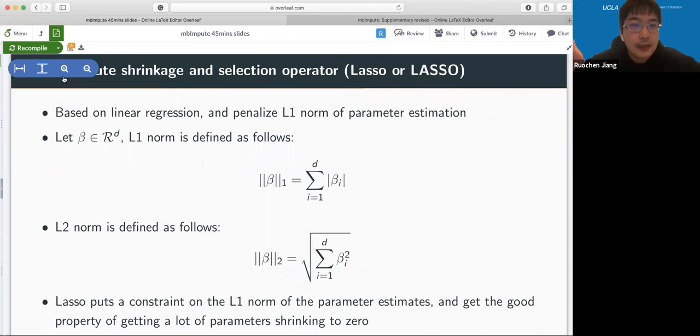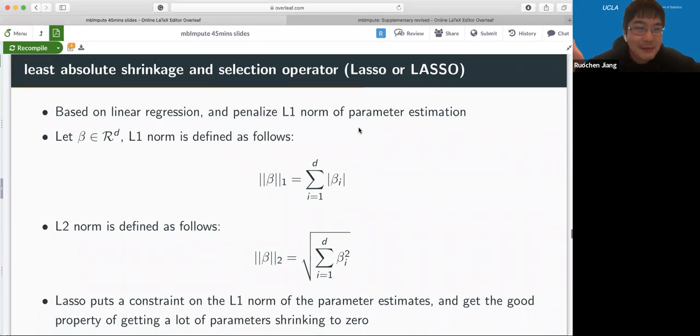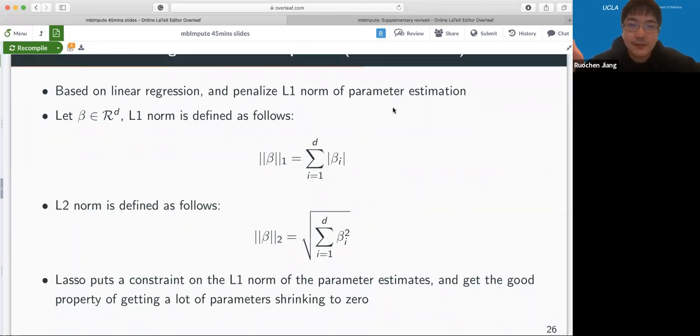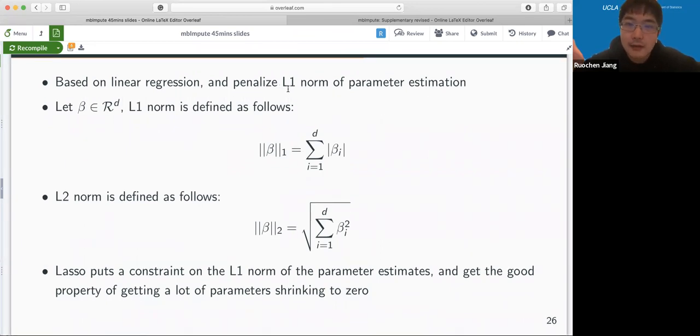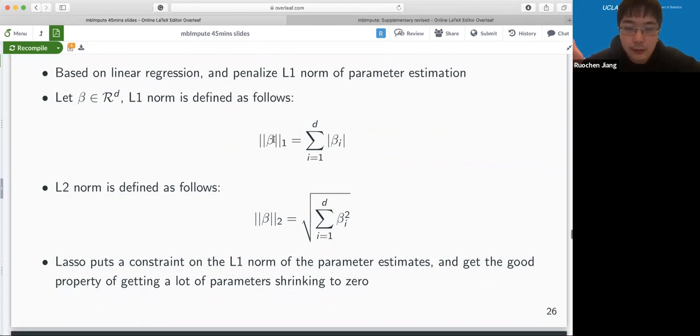And so here is a very popular approach called least absolute shrinkage and selection operator, called lasso. Some people read it as lasso and some people read it as a lasso, but basically it's LASSO, you can just remember it. It is based on linear regression, with a penalty on the L1 norm of the parameter estimation. So if we let beta be a vector of d dimensions, then the L1 norm is defined in this way.